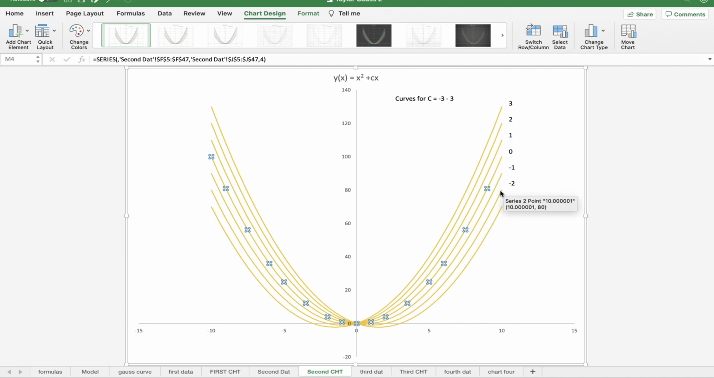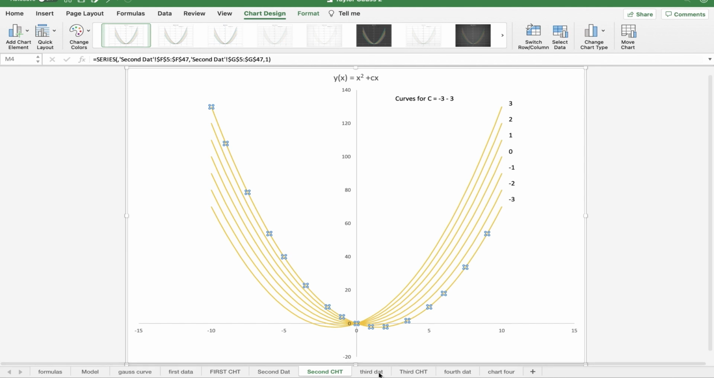And then centered on 0, with the minimum centered on 0. c equals -1 shifts to the right of x equals 0, and c equals -3 shifts the minimum of the parabola further to the right of x equals 0. So that's what that looks like.